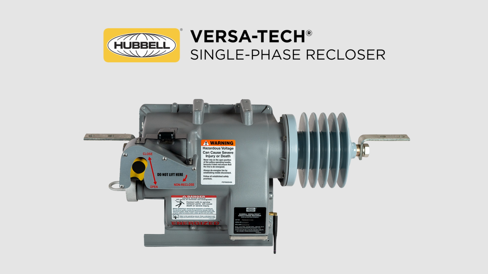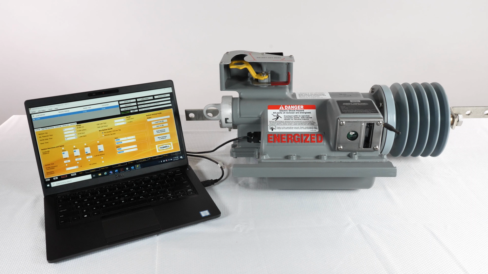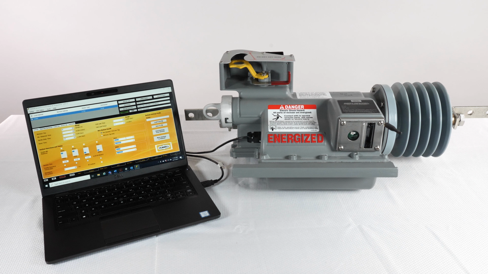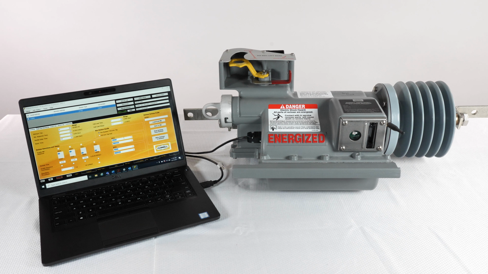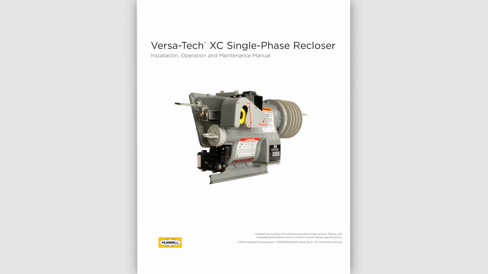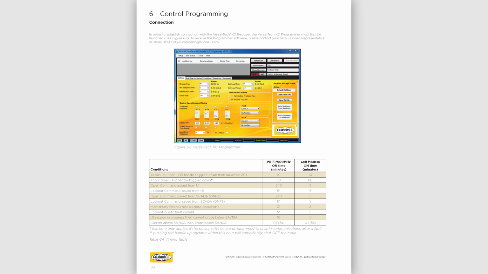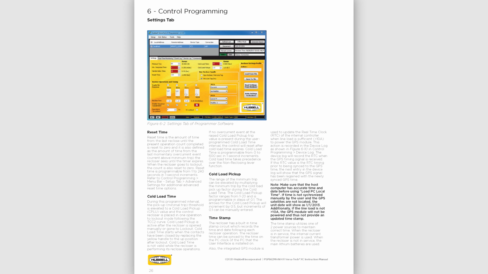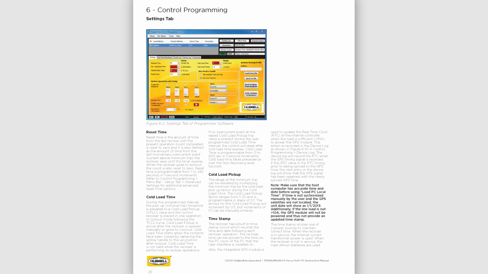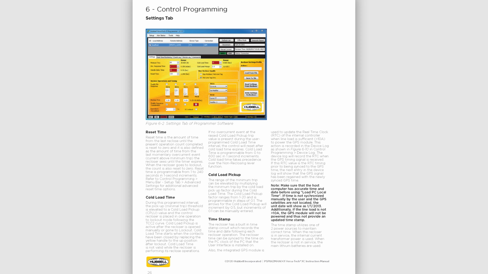Using Hubbell Power Systems Versatech Programmer, the Versatech Recloser is as simple to program as it is to install. With a Windows-based computer or an iPad, the Versatech can be programmed prior to installation or after installation at any time. An instruction manual included with each recloser provides step-by-step instructions on how to connect to and program the various settings specific to each type of Versatech recloser.